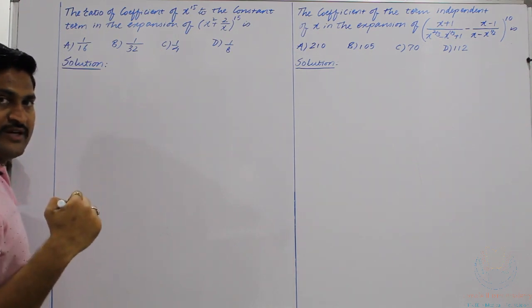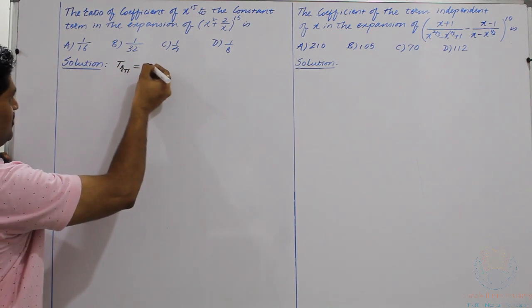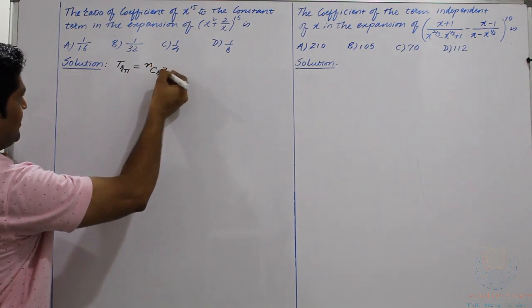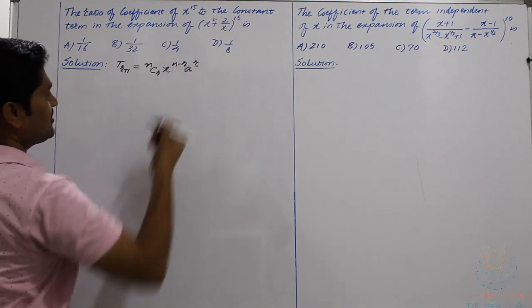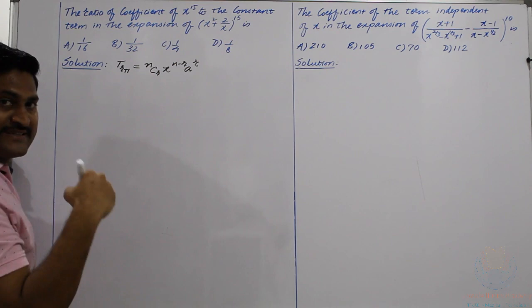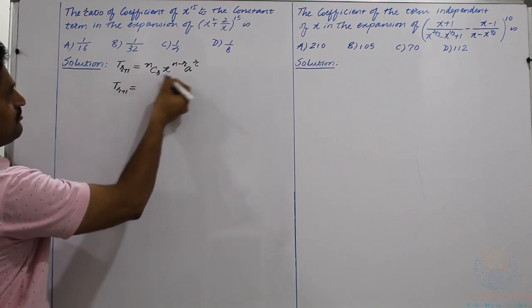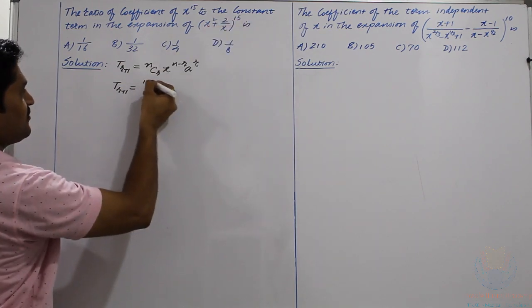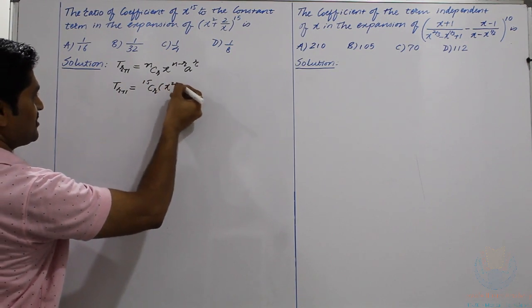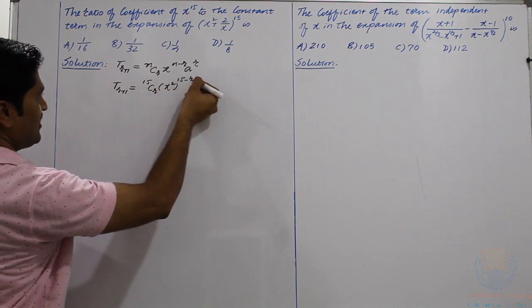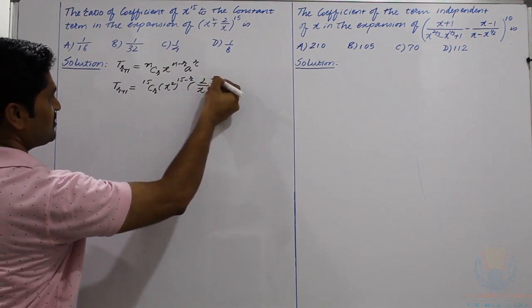For that, again we will require the same formula, that is T(r+1) is equal to nCr x raised to n minus r into a raised to r. So in this formula we will put all the values except r. So T(r+1) as it is. The value of n in this expansion is 15, so this is 15Cr. The value of x is x square, whole raised to 15 minus r, and the value of a is 2 upon x, whole raised to r.